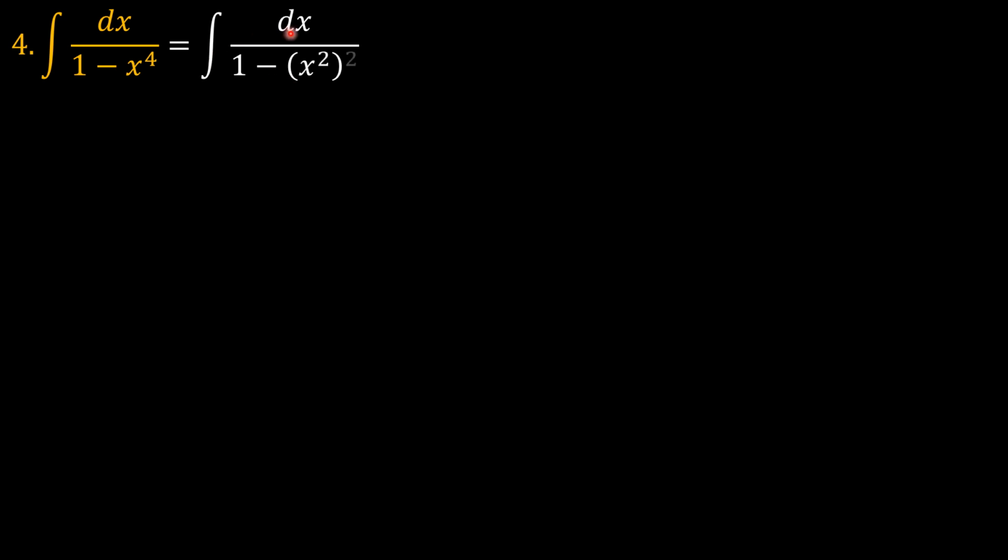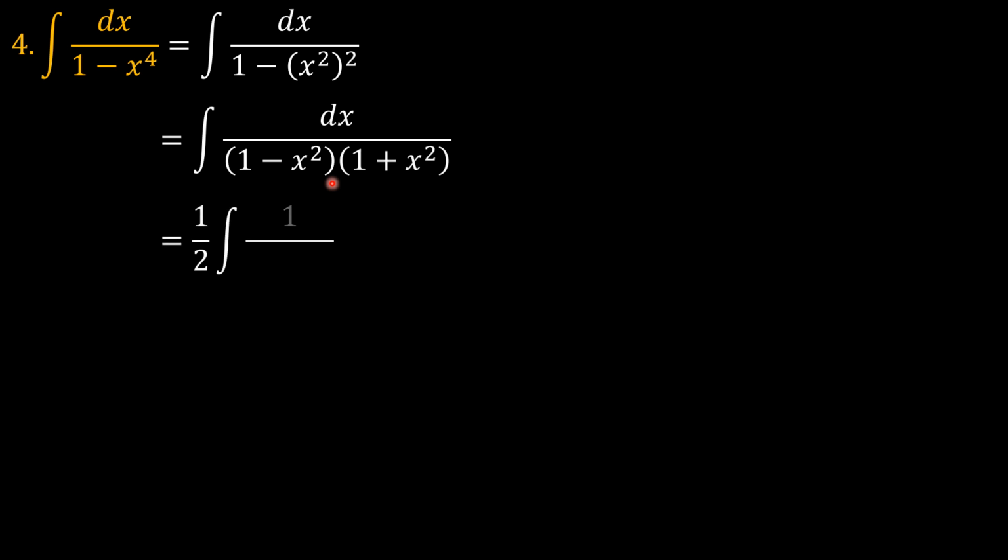Going on to problem number 4, which is the indefinite integral of 1 over 1 minus x to the power 4. This is the same as the integral of 1 over 1 minus x squared times 1 plus x squared, using the difference of two squares. We can now express this as a partial fraction, as half the integral of 1 over 1 minus x squared plus 1 over 1 plus x squared.